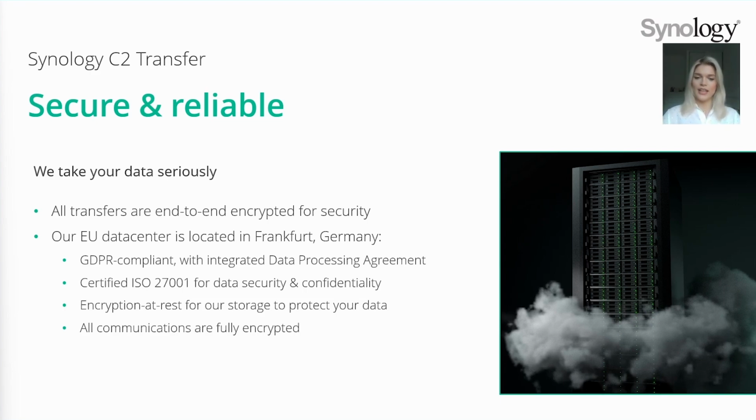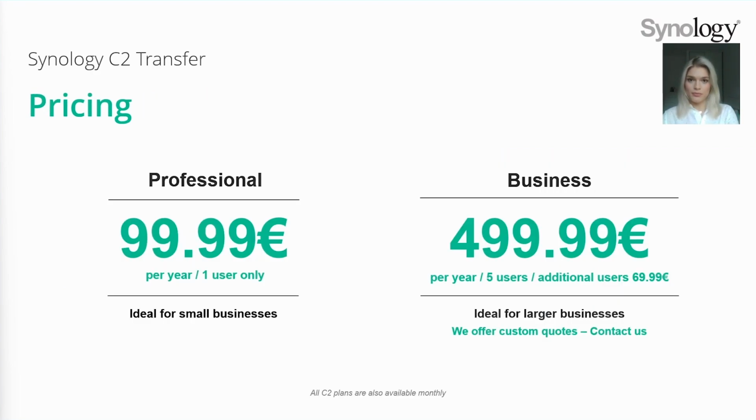I have already mentioned that C2 Transfer is affordable, so now let's see the available plans. Indeed, we are very cost-effective compared to other solutions on the market. The first subscription plan that we provide is Professional, available for 100 euros per year. You will have one account that can be shared, which is perfect, for example, for a small business like the previously mentioned travel agency. If you're a bigger company and you need several accounts, you have the Business plan for 500 euros per year for 5 accounts and 70 euros for every additional account.